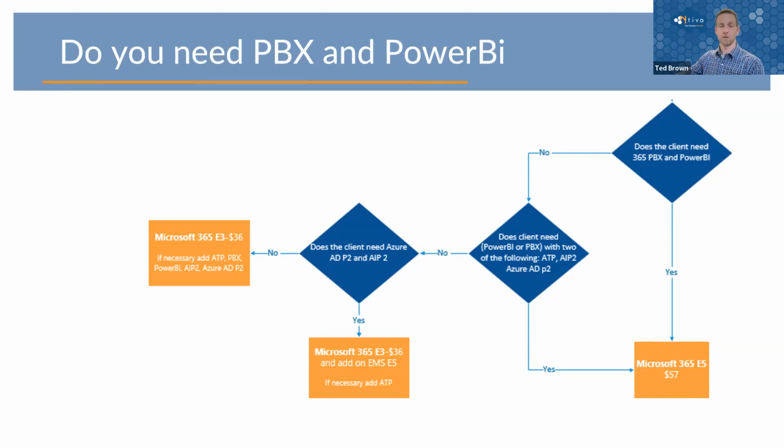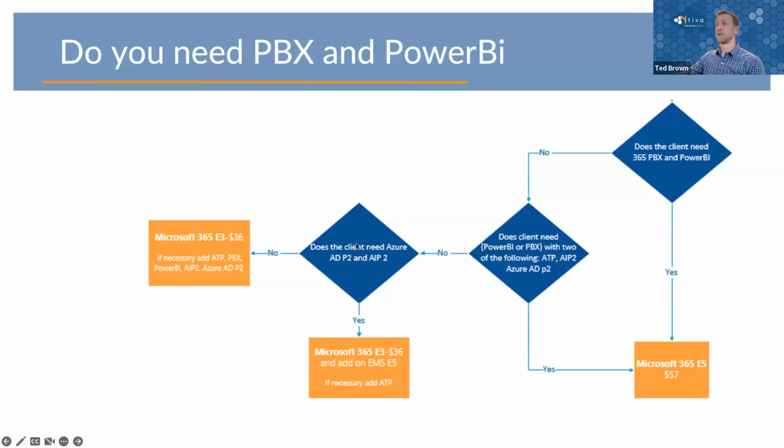It contains pretty much everything possible in the Microsoft 365 Business Suite. It's a great SKU, but it has a lot of cost to it if you add that per user across your organization. So maybe you don't need everything that's in there. Drop down to the next question: do you need Power BI or PBX with two of the following: Advanced Threat Protection, Defender for Office 365, or Azure Information Protection Plan 2 and Azure AD P2? If the answer is yes, unfortunately you're right back to the Microsoft 365 E5 SKU at $57.